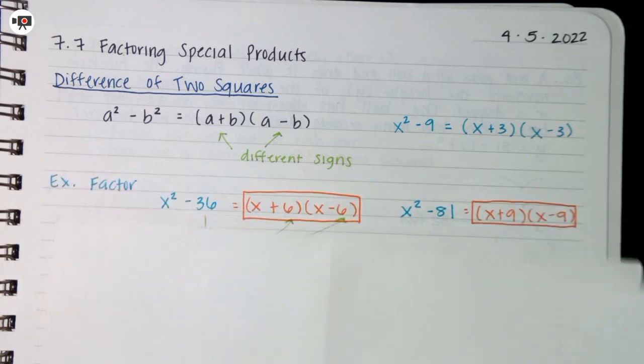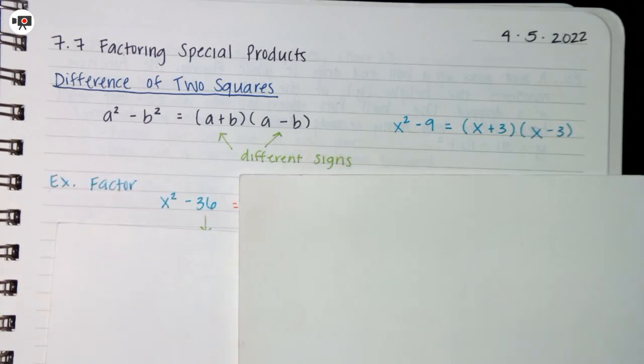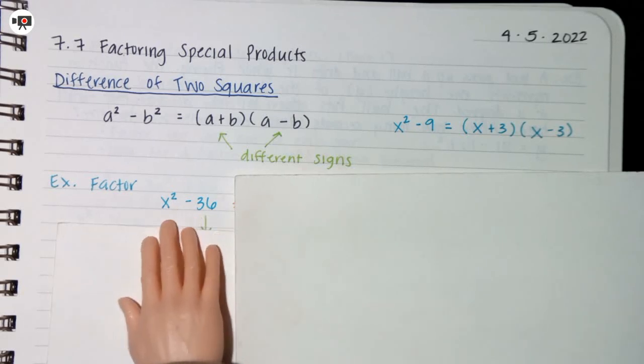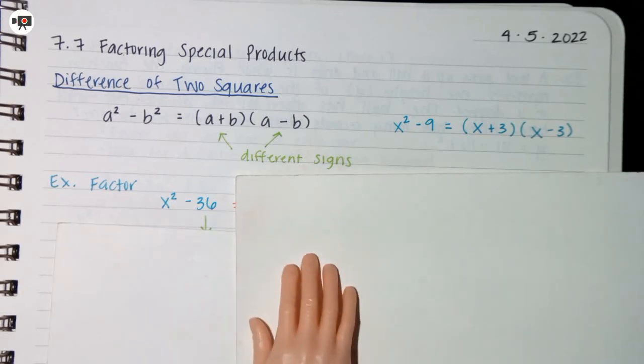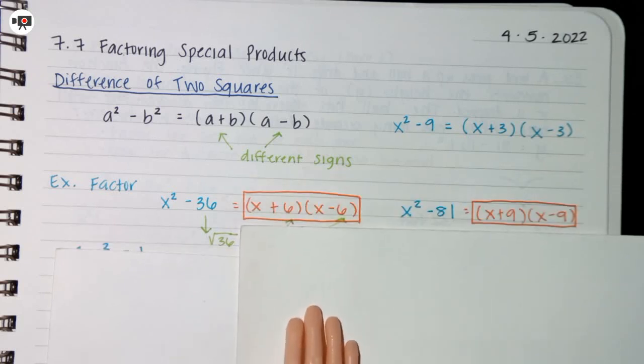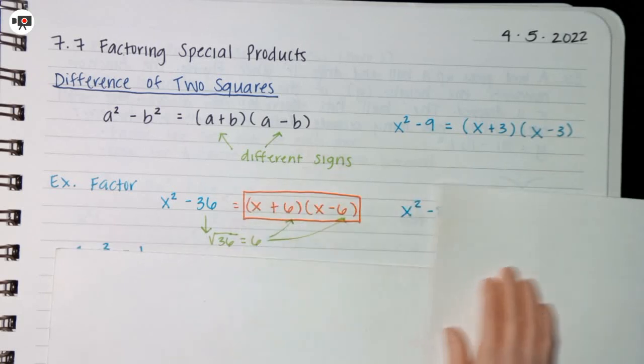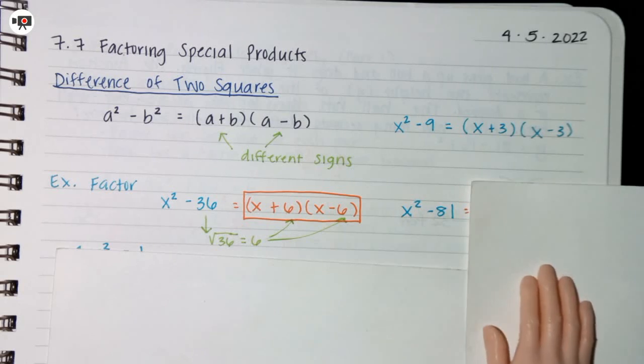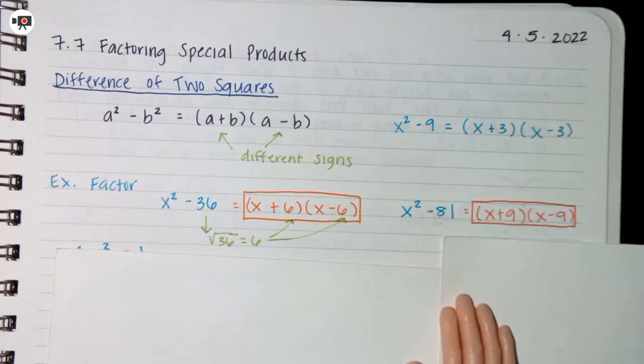So let's factor some of these. If I have x squared minus 36, the square root of x squared is x, and the square root of 36 is 6. So I get x plus 6 times x minus 6. For x squared minus 81, the square root of 81 is 9, so x plus 9 and x minus 9.